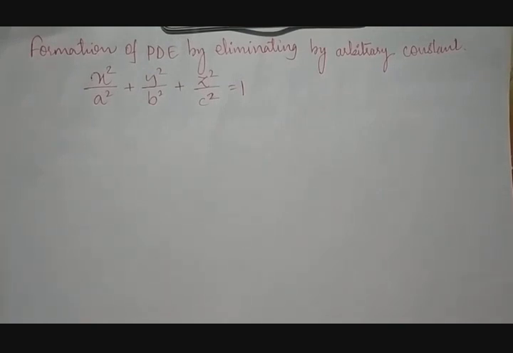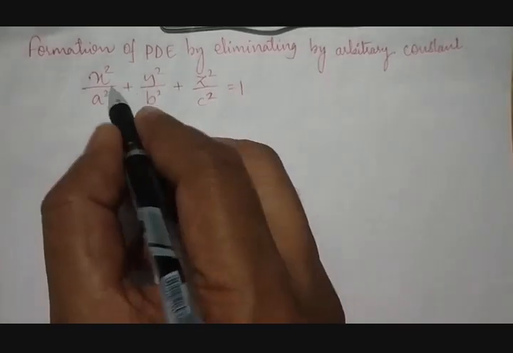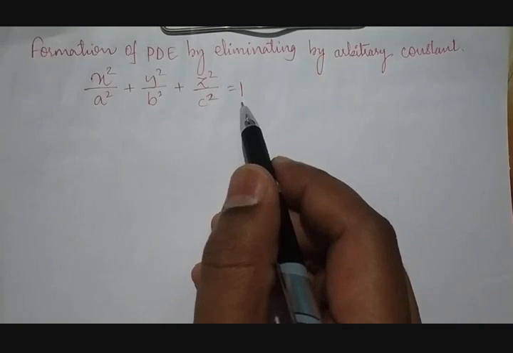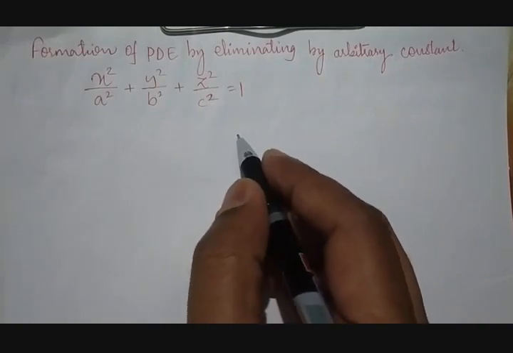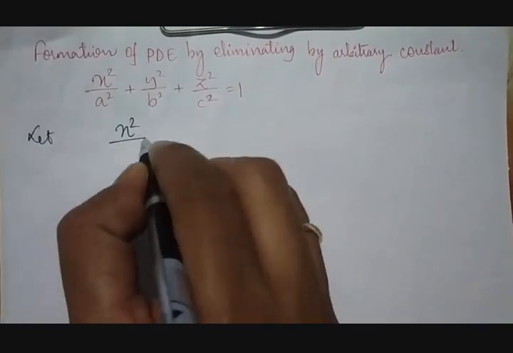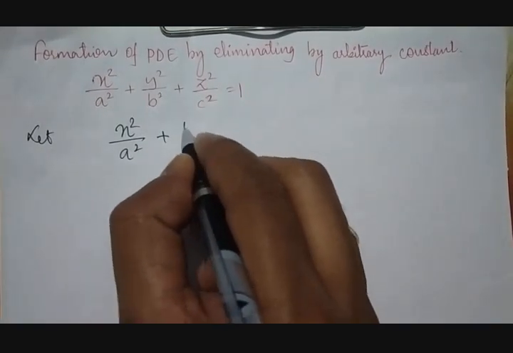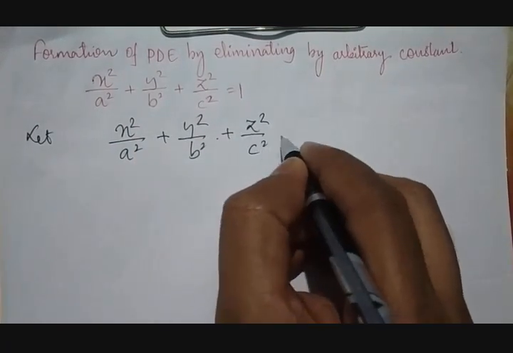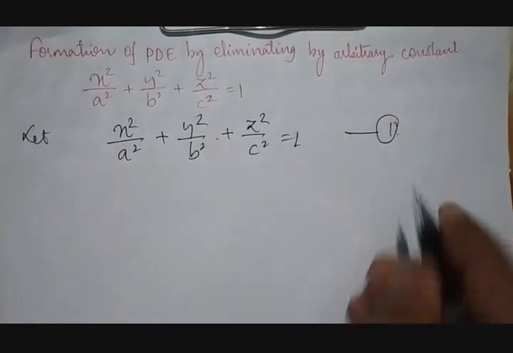Today we'll discuss an example to form a partial differential equation by eliminating arbitrary constants. The given example is x square by a square plus y square by b square plus z square by c square is equal to 1. First we take the same example and call it equation number 1.